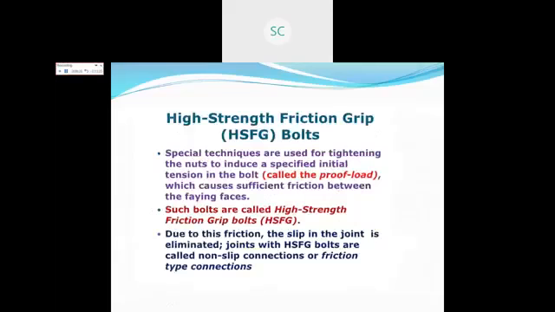Now you come to high strength friction grip bolts. Special techniques are used for tightening the nuts to introduce a specified initial tension in the bolt, called the proof load, which causes sufficient friction between the faying faces. Such bolts are called high strength friction grip bolts (HSFG). Due to this friction, the slip in the joint is eliminated. Joints with high strength friction grip bolts are called non-slip connections or friction type connections.